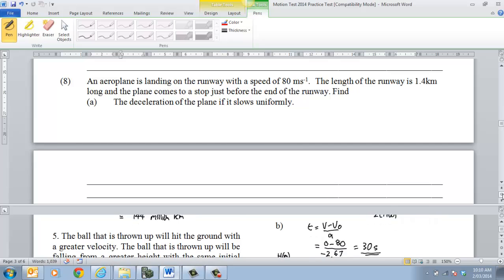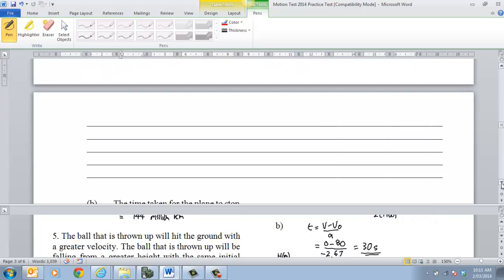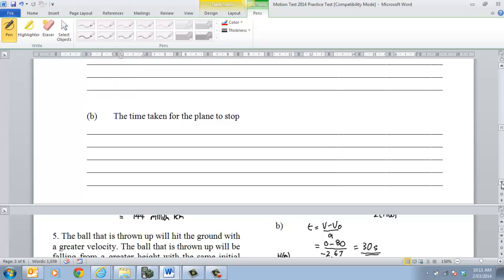The next part asks how long it takes the plane to stop. So then you need to find a formula with time in it. We know v0 and we know a, so it's just a matter of putting that into the formula, and you get 30 seconds.